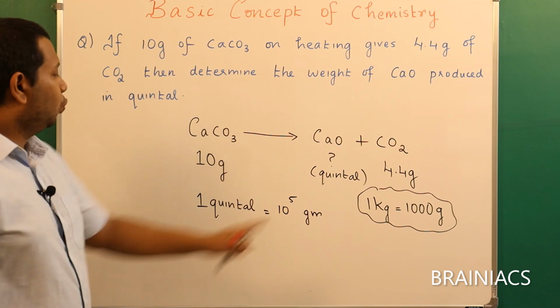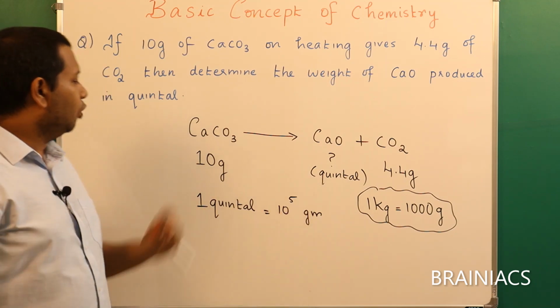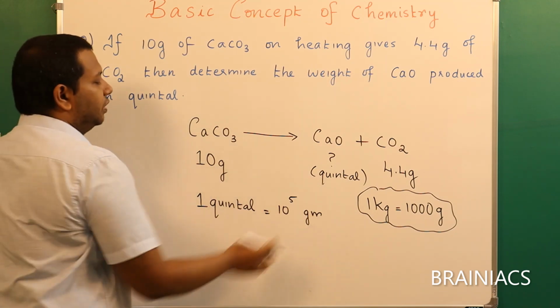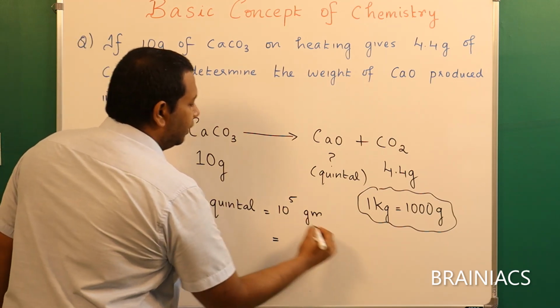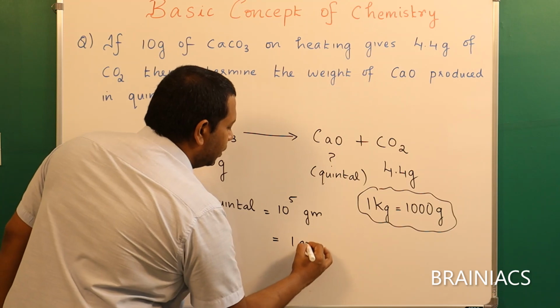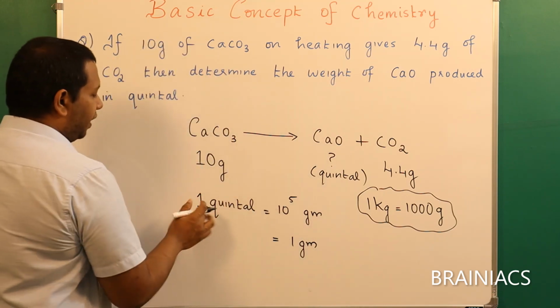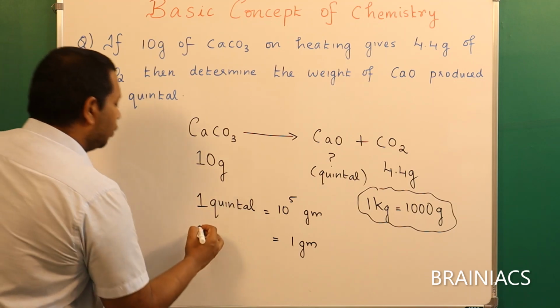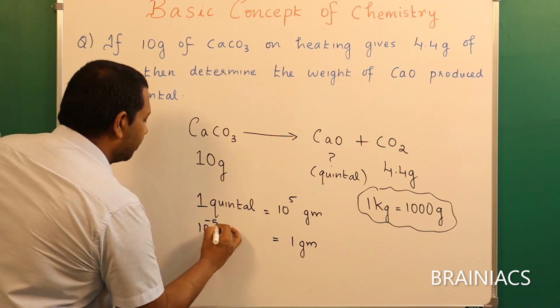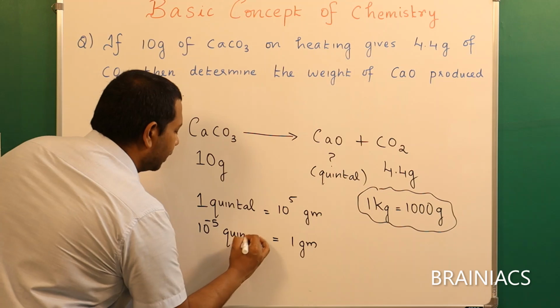Now tell me what is 1 gram. Then 1 gram is equal to how many quintal? How to get 1 gram out of this? Divide by 10 power 5 on both sides. So what will happen? If you divide by 10 power 5, this will become 1 gram. And when you divide this by 1 divided by 10 power 5, 10 power 5 will go upside and it will become 10 power minus 5 quintal.